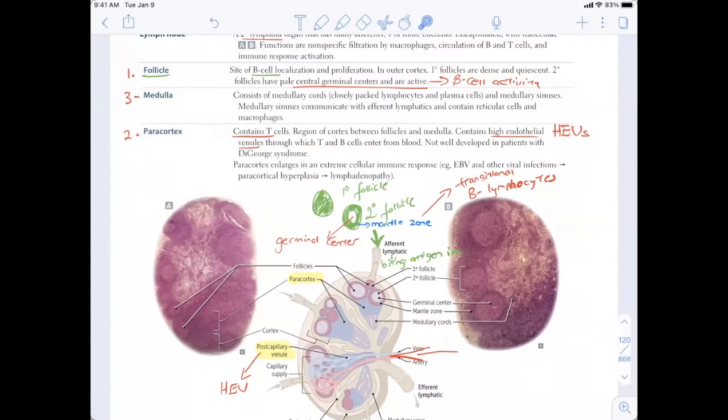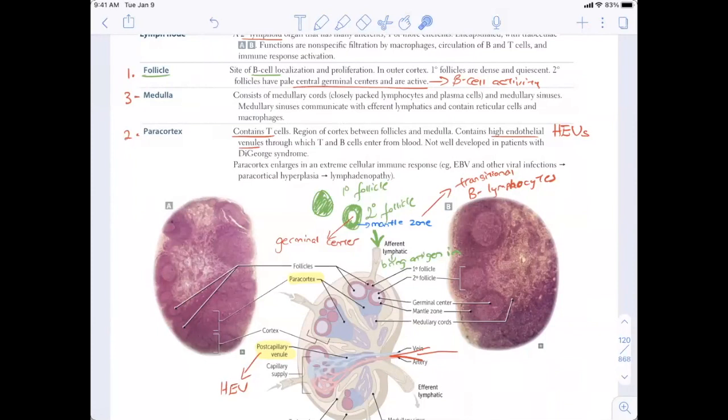So what's the problem that we can have here? Like it says, this area is not well developed in patients that have DiGeorge's syndrome. That is why DiGeorge's patients can be prone to infections. Okay, they can be prone to infections. And also, outside of all of this, don't forget your DiGeorge's syndrome patients also have poor development of the thymus, right? So that's something else that you can see right there.